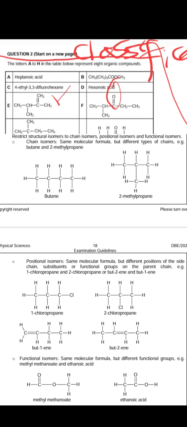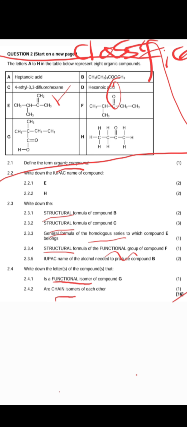So you definitely must know all those different types of isomers that we can have, because you will be traumatized when you are in the exam doing question 2.4.1 looking for the functional isomer, but we keep blind. So definitely the functional isomer, chain isomer, positional isomer, all those types of isomers, you must know them and know them thoroughly. I hope you'll be able to attempt these questions.